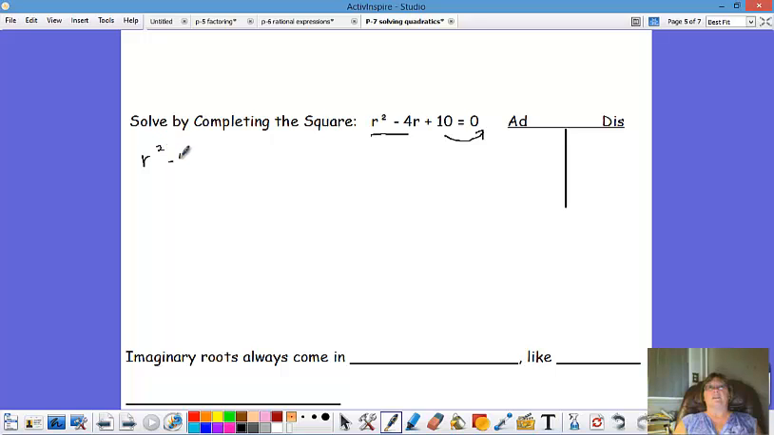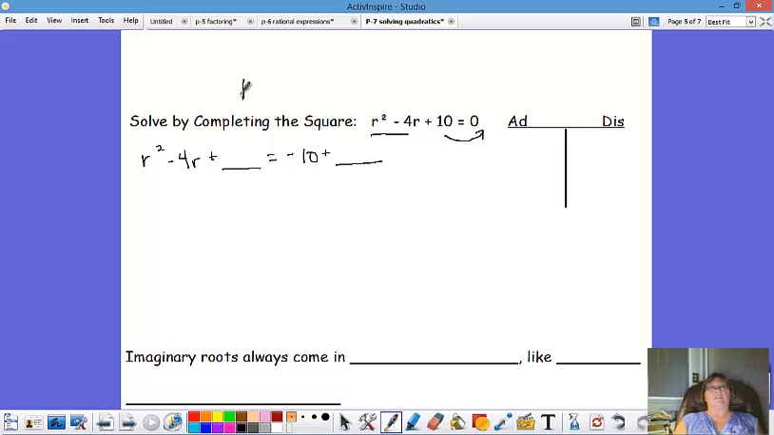r squared minus 4r, and I'm going to do something that looks weird here, plus a blank. I don't know exactly what's going to go there. On the other side, negative 10. I moved it from one side to the other, so the sign changed. And I got to tell you, completing the square, you're going to add something to both sides of this thing. Got to be the same thing to keep equality, and that's the goal when you're solving an equation. So then the question becomes, well, what exactly do you add?